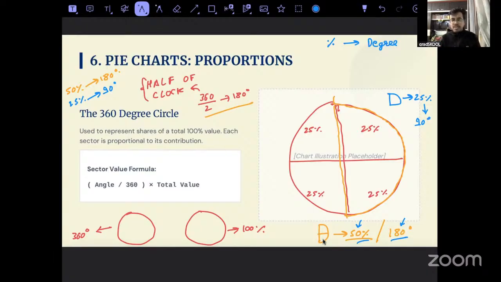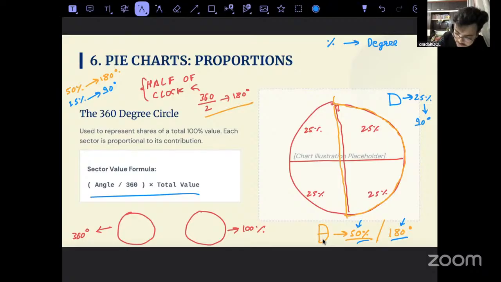So in PYQs, there's a question wherein values were given in the form of degrees, something like this. This was 75 degrees. How to interpret this or how to solve this? You should know the concept behind it. I can make you understand the formula, but I want you to know what exactly is the concept behind that. So how much percentage is how many degrees? That is the basic question.